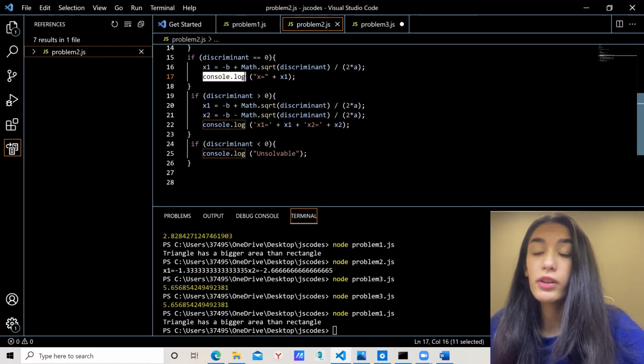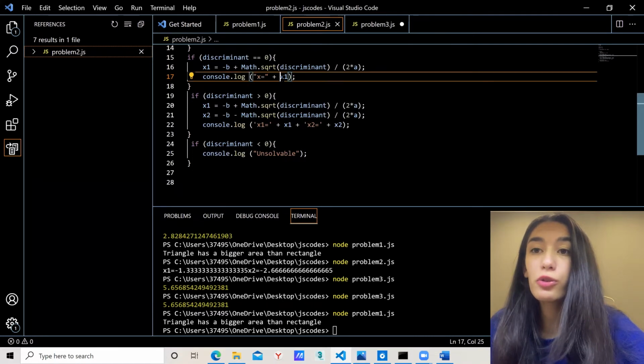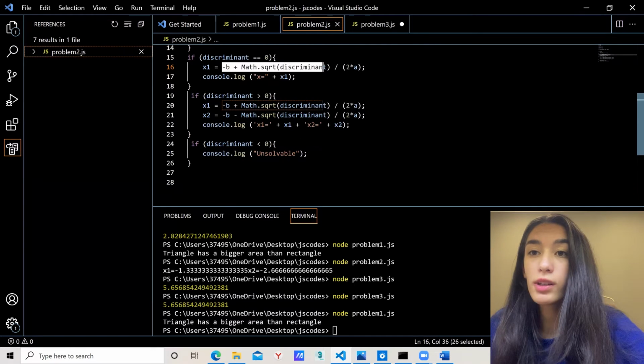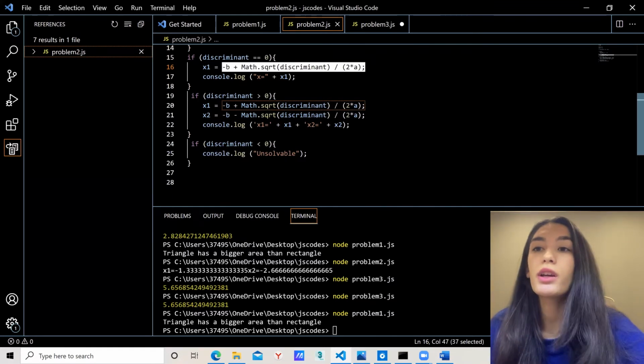And in this case, we are telling the program to print that our only solution, which is x, is equal to the value of x1. And from this, we know that the value of x1 is minus b plus math sqrt, square root of discriminant, divided by 2 multiplied by a.